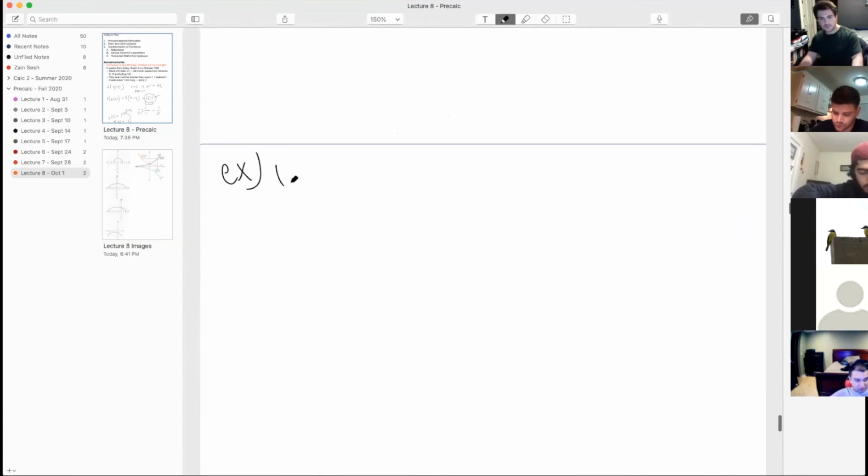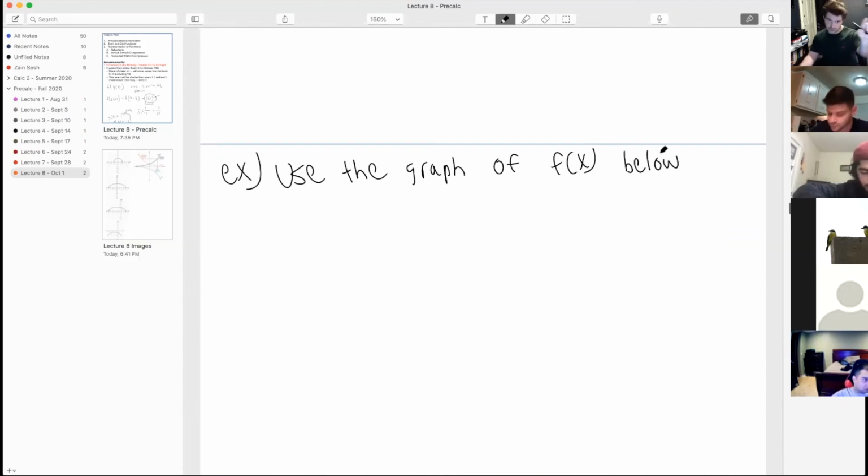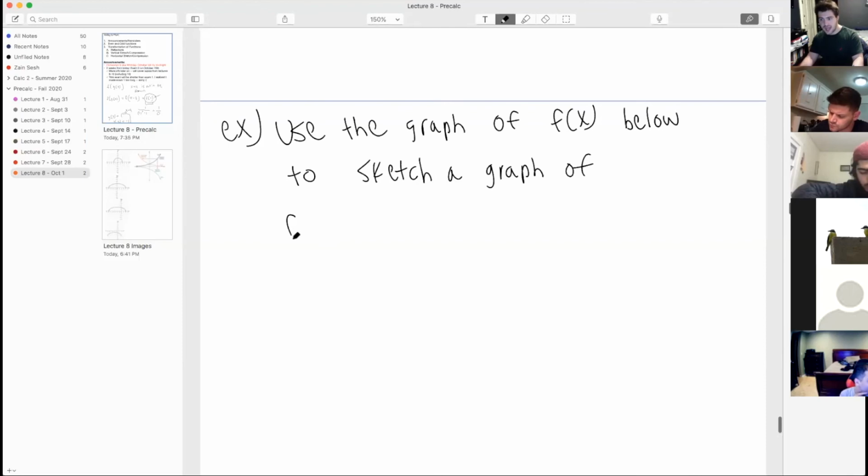Here we go. Use the graph of f of x below. So I'm going to pull that for you guys. Just give me a second. Use the graph of f of x below to sketch a graph of this new function, f of 1/2 x plus 1, close parentheses, minus 3.